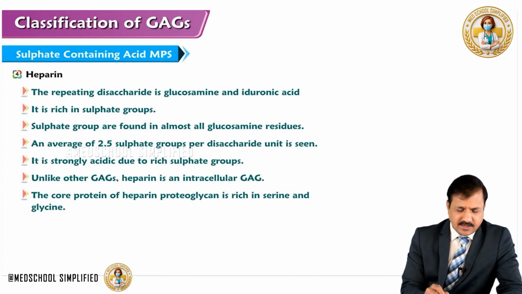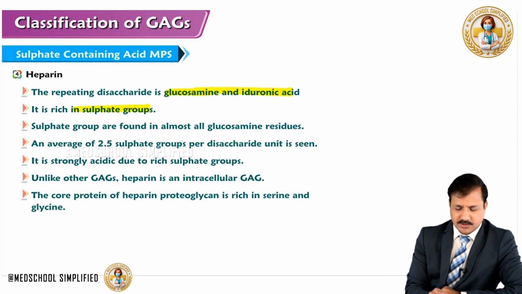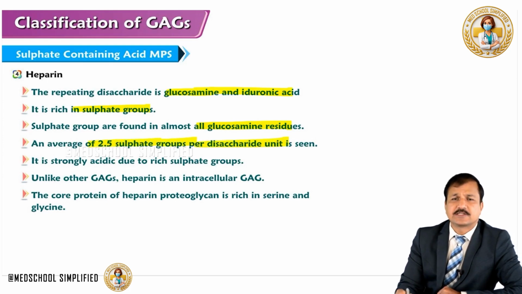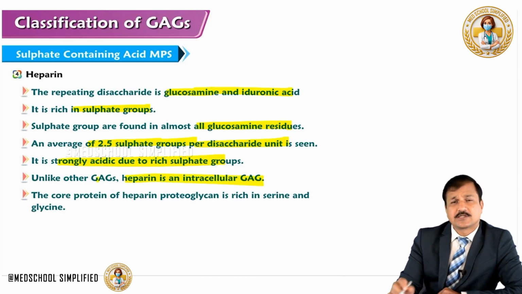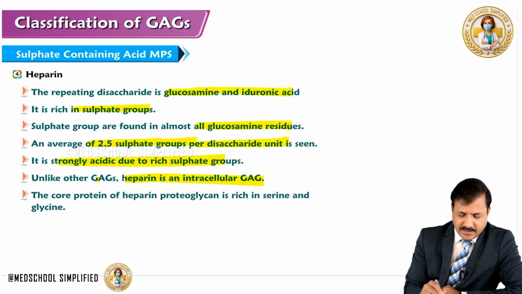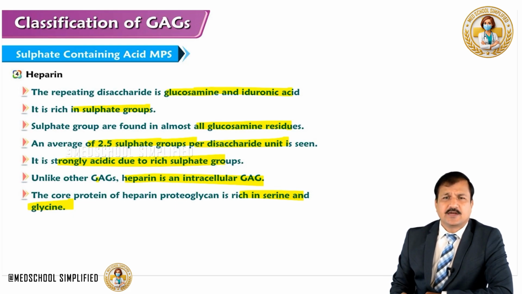Now the characteristics of heparin: it is a repeating disaccharide of glucosamine and iduronic acid. It is richly, heavily sulfated. Sulfate groups are found in almost all glucosamine residues. On average, around 2.5 sulfate groups are present per disaccharide unit. This is one of the most heavily sulfated glycosaminoglycans. It is strongly acidic due to rich sulfates, that is SO4-, and unlike other glycosaminoglycans, which are all extracellular, heparin is an intracellular glycosaminoglycan. And the core protein of heparin proteoglycan is rich in serine and glycine. That is another thing that we need to remember with heparin. These are some of the special points related to heparin.